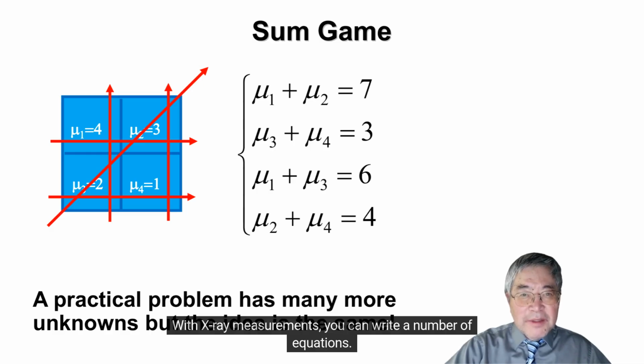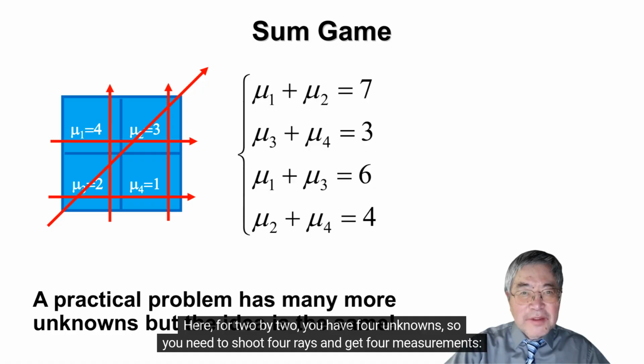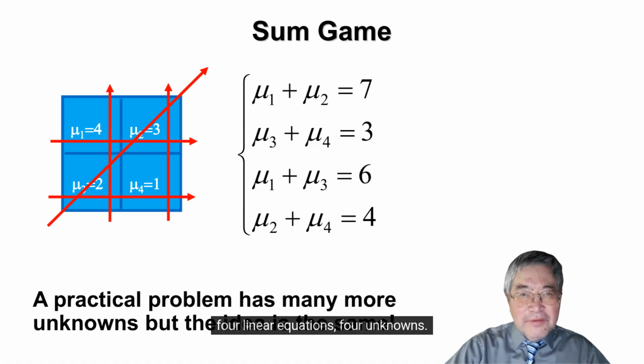With X-ray measurements, you can write a number of equations. Solve the equations and you get the unknowns, that's the idea. Normally, for an n by n image, you have n by n unknowns. Here, for 2 by 2, you have 4 unknowns, so you need to shoot 4 rays and get 4 measurements, 4 linear equations, 4 unknowns. It looks perfect, right? Not that simple.